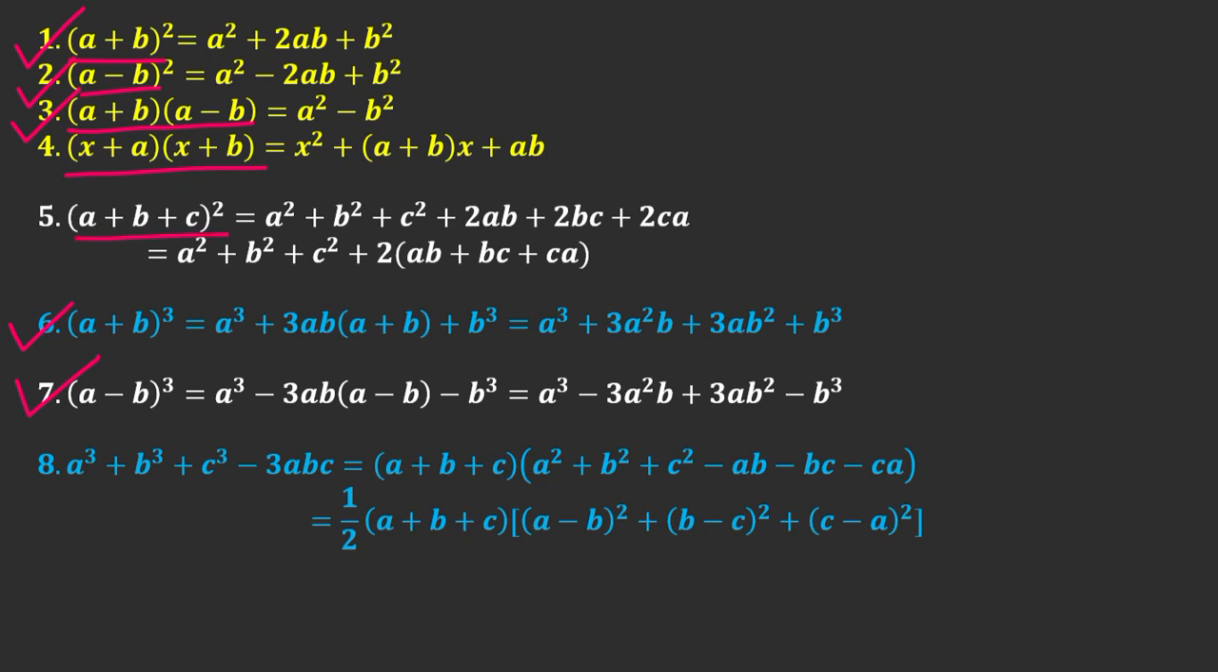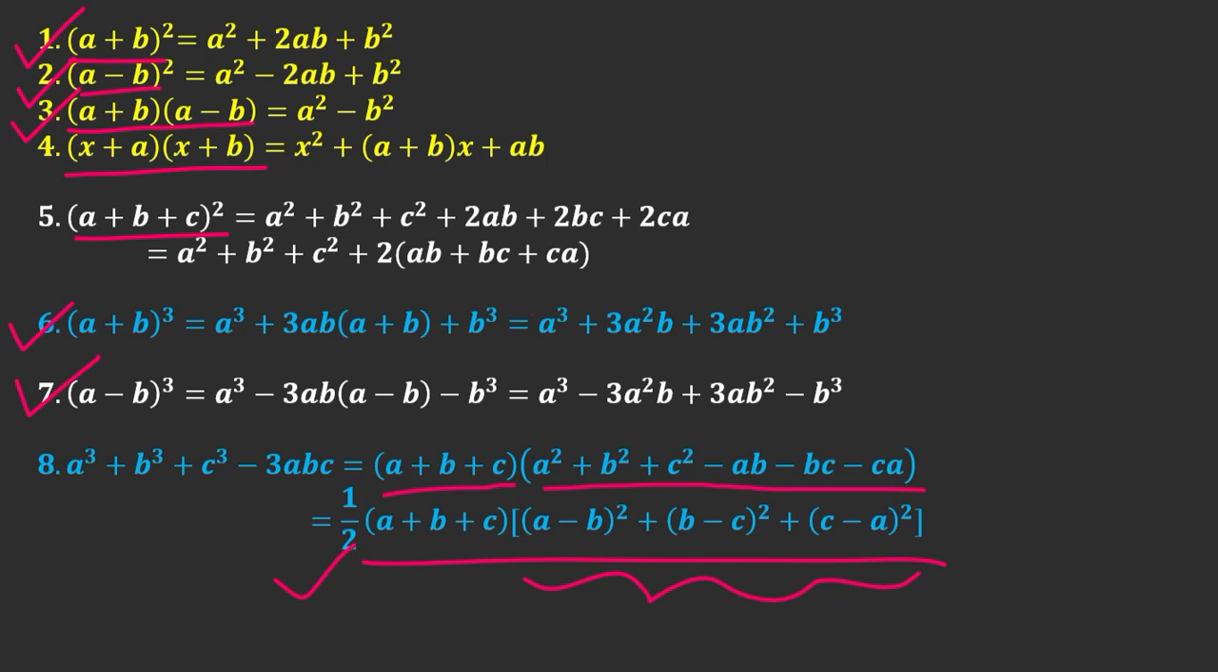And on the right hand side of question number 8, you can see that a plus b plus c and a square plus b square plus c square minus ab minus bc minus ca is the factor form. Here this is another factor, okay, a plus b plus c is a factor, half is a factor, and a minus b whole square plus b minus c whole square plus c minus a whole square is another factor.